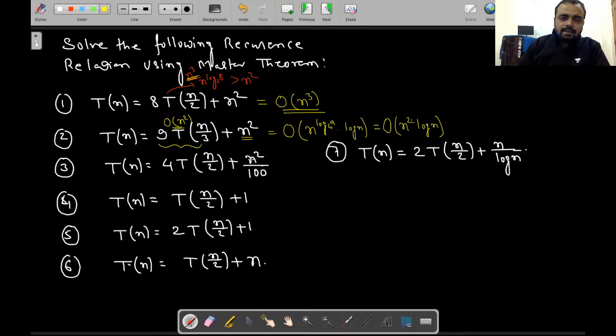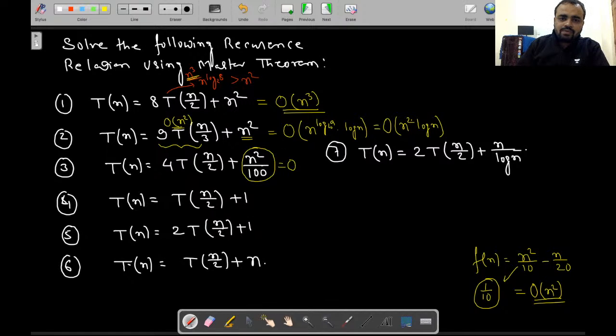Similarly, just think about it. My dear friend, just see over here. It is given as n square by 100. So if any function is given like this, f of n is equal to, suppose, n square by 10 minus n by 20, what is the upper bound of this? The upper bound of this will become order of n square, because whenever we are calculating the time complexity, we always ignore the constant term. And what is the constant term over here? 1 by 10 is the constant term. Similarly, here 1 by 100 is the constant term. So the upper bound of this will become order of n square.